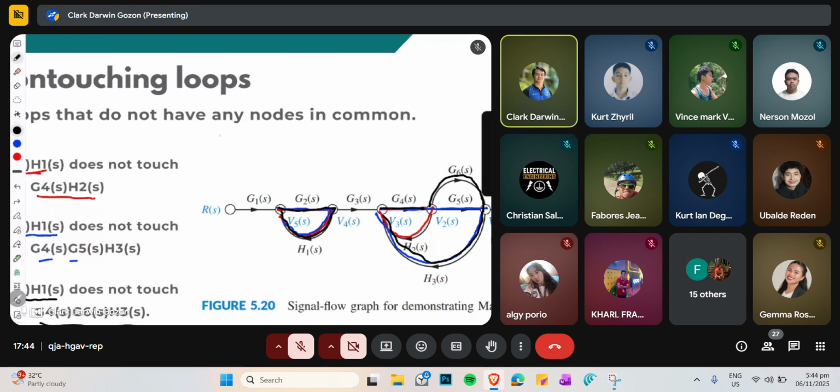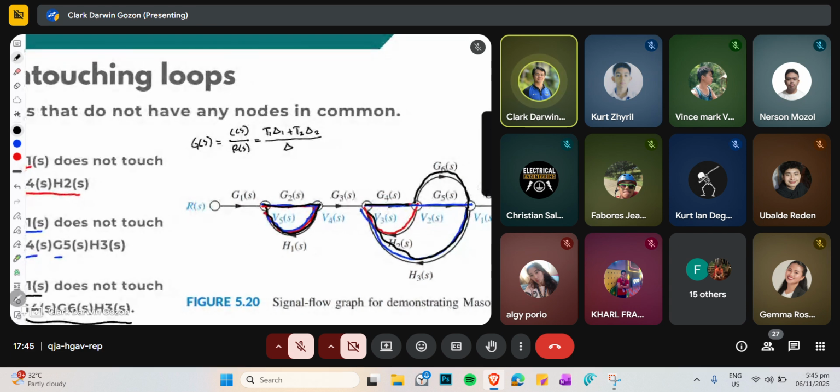In this example, we have G of S equal to C of S over R of S equal to, as we identified earlier, T1 delta 1 plus T2 delta 2 all over delta. Now, we have not yet solved delta.